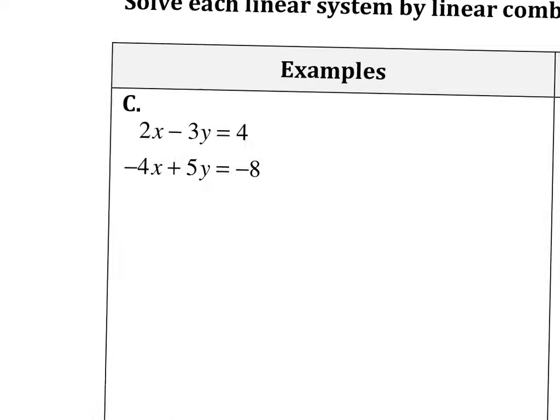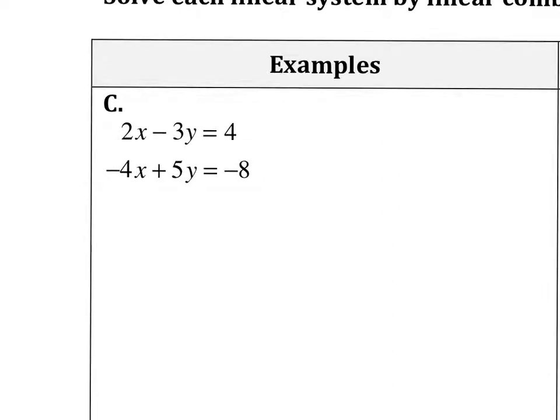Example C has this. Now notice that step 1 is to align, and step 1 is done. Here are my x's, here are my y's, here's my equal, and here are my constants, all set. So step 2 requires me to have opposite coefficients, or excuse me, opposite terms. But I currently don't have opposite terms.